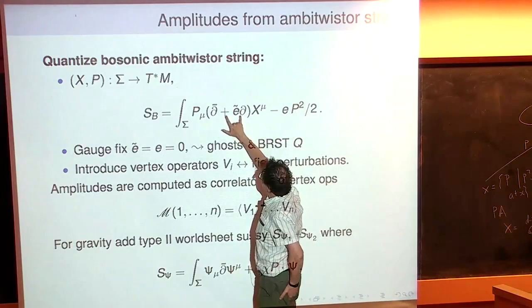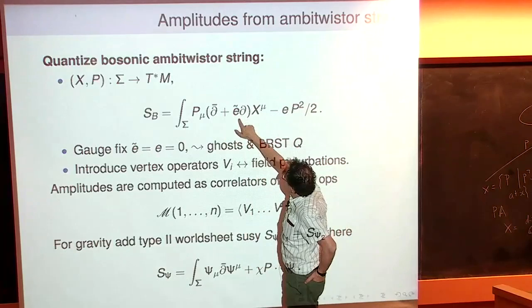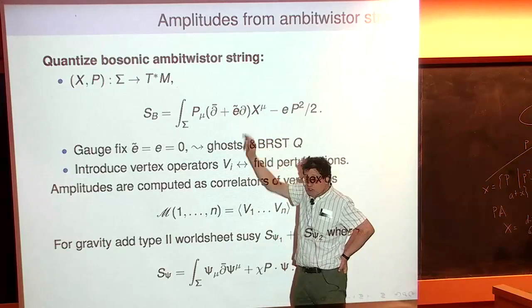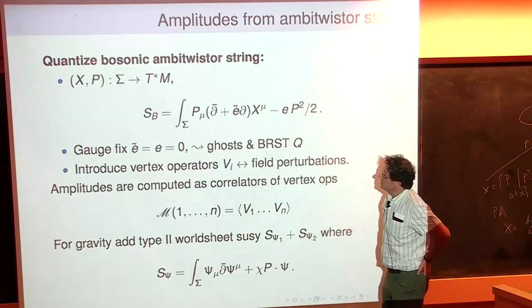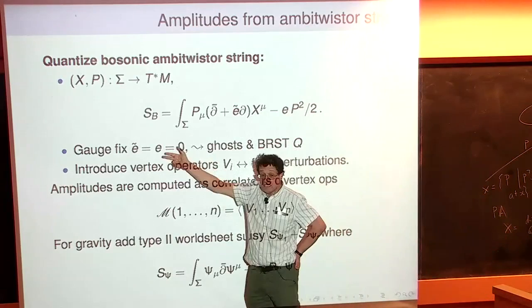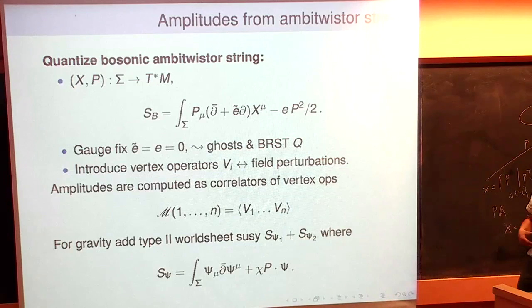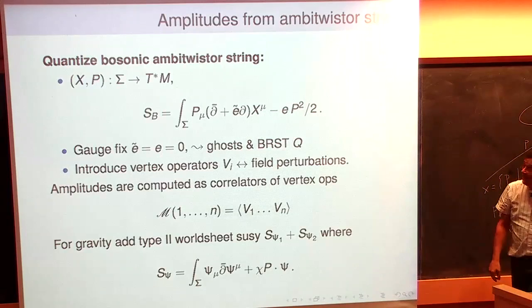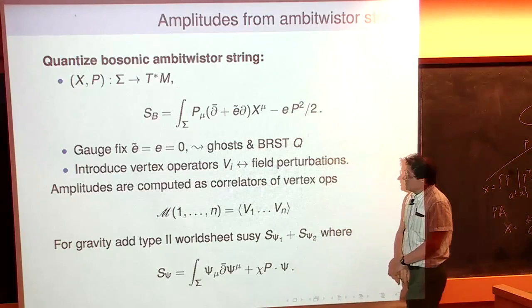So what I've done here is thrown in just an extra little bit. When we took the alpha prime goes to zero limit, we had the quadratic differentials coming from the metric on both sides, the E and the E tilde. The E tilde behaves very much like a chiral version of world sheet gravity. The E here, as I said before, becomes a Lagrange multiplier for the P squared. So if you want to quantize this, then you gauge fix with E and E tilde zero, you introduce ghosts, and you have some BRST operator, and you worry about whether Q squared is vanishing or not. You discover that this has the same anomaly structure as the bosonic string. It's critical in 26 dimensions. You then introduce vertex operators that correspond to field perturbations and compute amplitudes as correlators of these vertex operators.